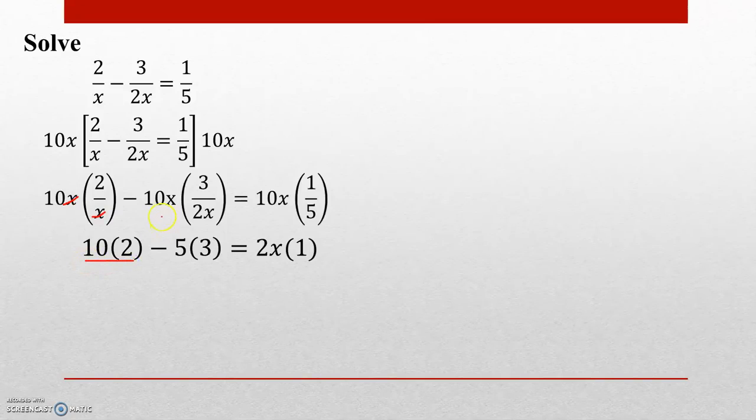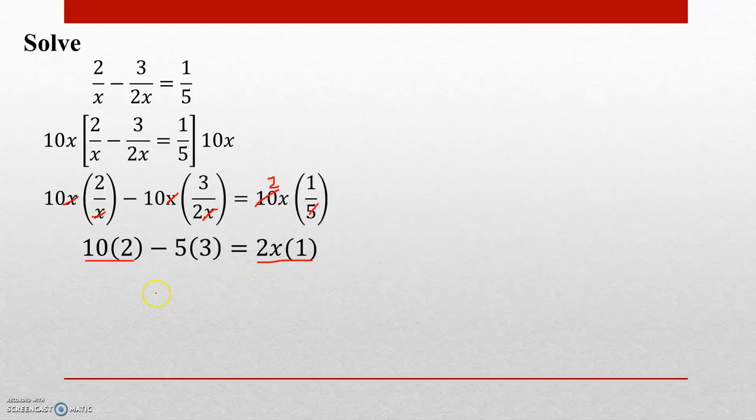Dito naman, pwede matanggal yung x dito. So, 10 divided by 2 equals 5, then times 3. And then, ito naman, 10 divided by 5 equals 2. We copy x. Then, 1. So, 1 na lang siya kasi mawawala pala to. Magiging 2 ito. So, 2x times 1.